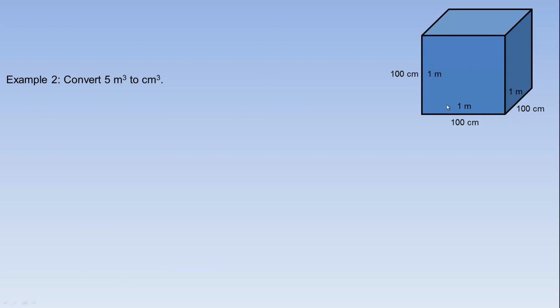So we have this cube that's 1 meter by 1 meter by 1 meter. Now I'm going from cubic meters to cubic centimeters, that's why I have the size labeled in terms of centimeters as well. So it's 100 centimeters by 100 centimeters by 100 centimeters. We're going to calculate the volume of this in both cubic meters and cubic centimeters.